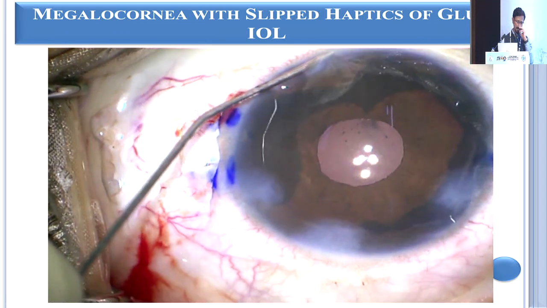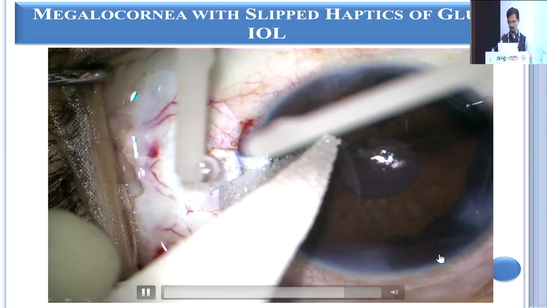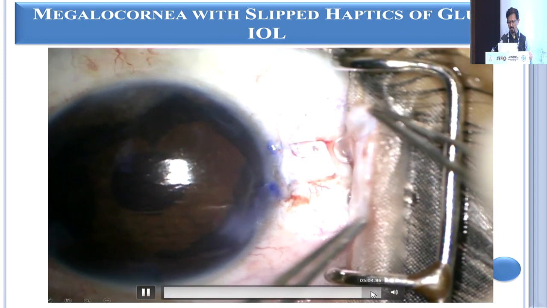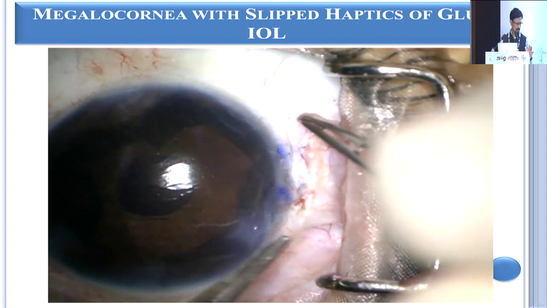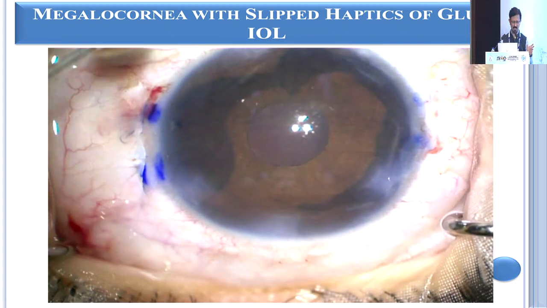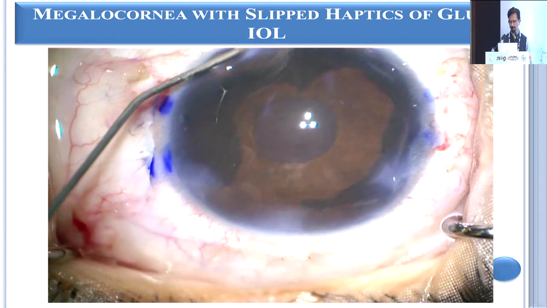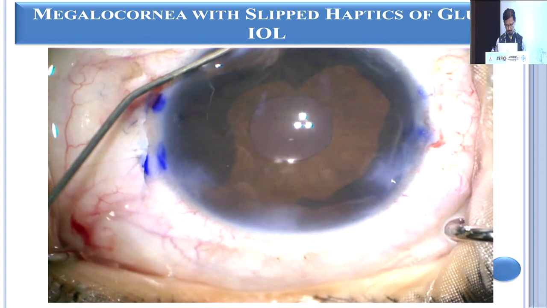So all the incisions are hydrated, and then fibrin glue is put in place, and the patient has a follow-up of about 17-18 days. It's a recently done surgery, and the IOL is well centered and well stable. So thank you very much.